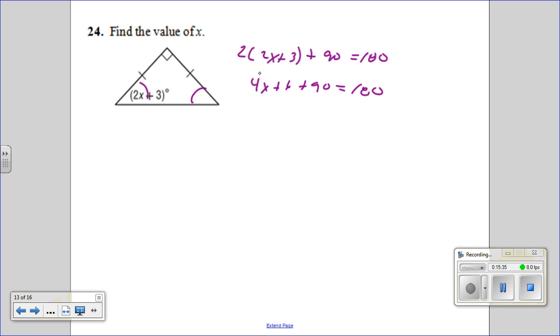Then I could subtract 90, so that would be 4x plus 6 equals 90. Then I could subtract 6, so that would be 4x equals 84. And then divide both sides by 4, so x equals 21.